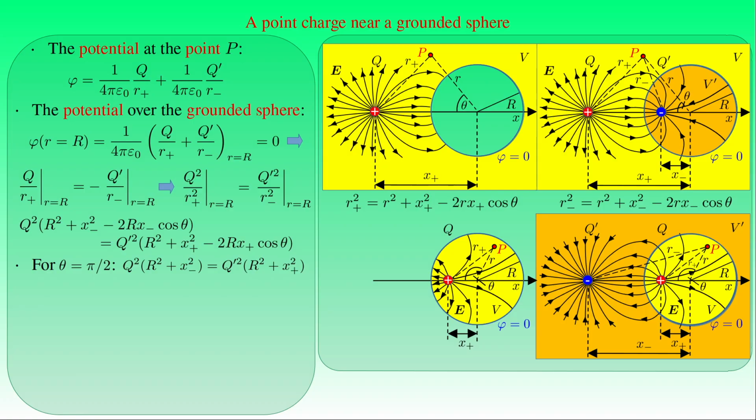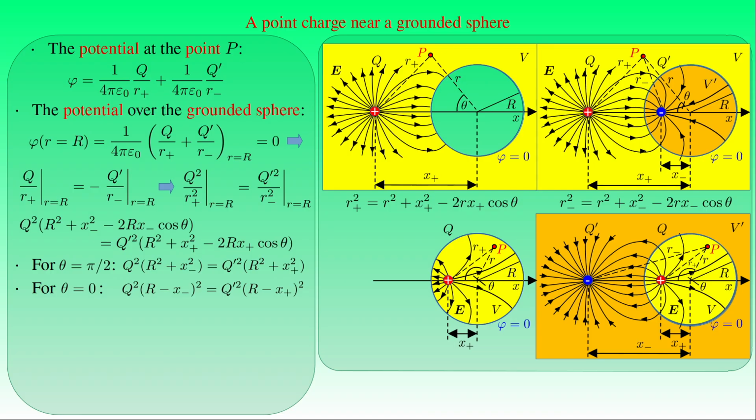For vanishing theta, cosine theta is equal to 1 and the condition can be written as the equation stating that q squared times the square of the difference between capital R and x sub minus is equal to q' squared times the square of the difference between capital R and x sub plus. Now we have two equations with the unknown quantities x sub minus and q', which will be solved for these two quantities if x sub plus, capital R and q are given.